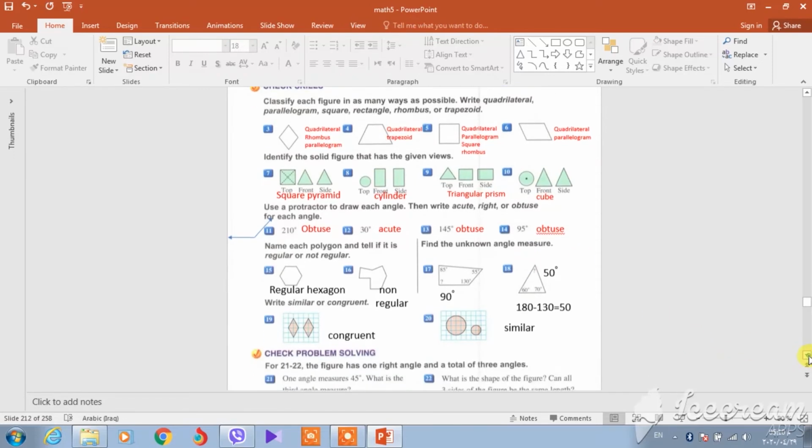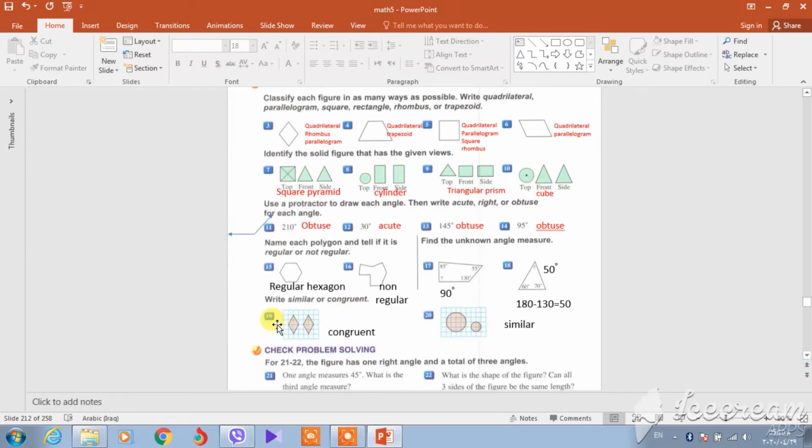After that we have 19. We have these shapes. These shapes are congruent because we have the same shape and size. Say whether they are similar or congruent. This is congruent because they have the same shape and size. Question 20 is just similar because they have the same shape but not the same size.